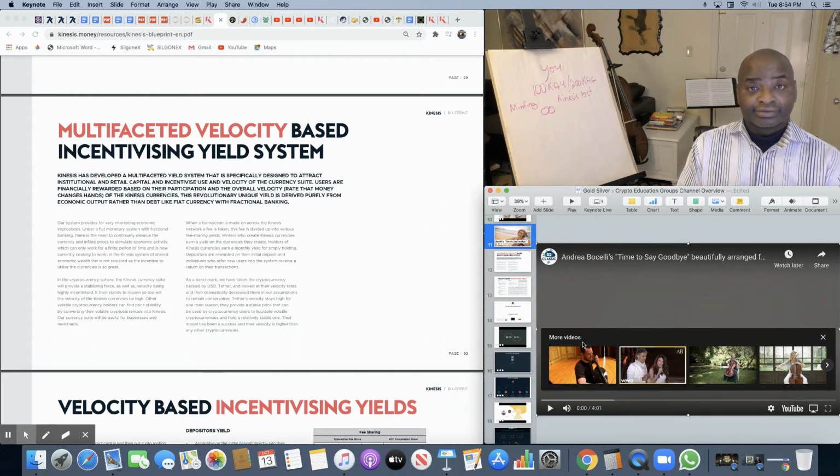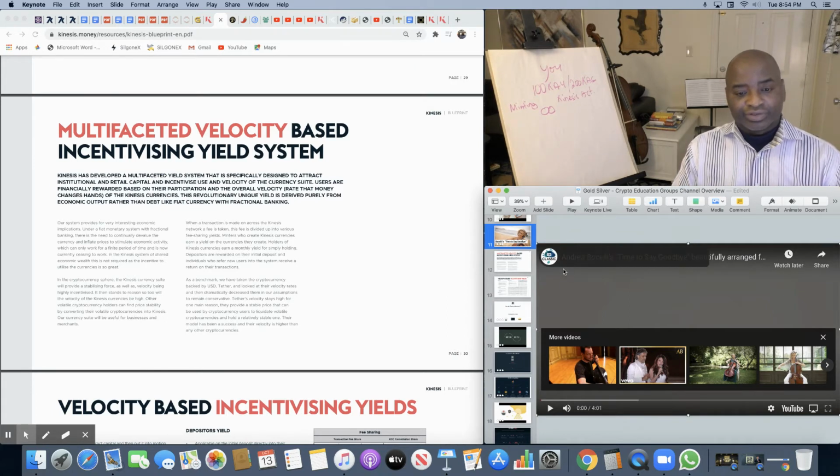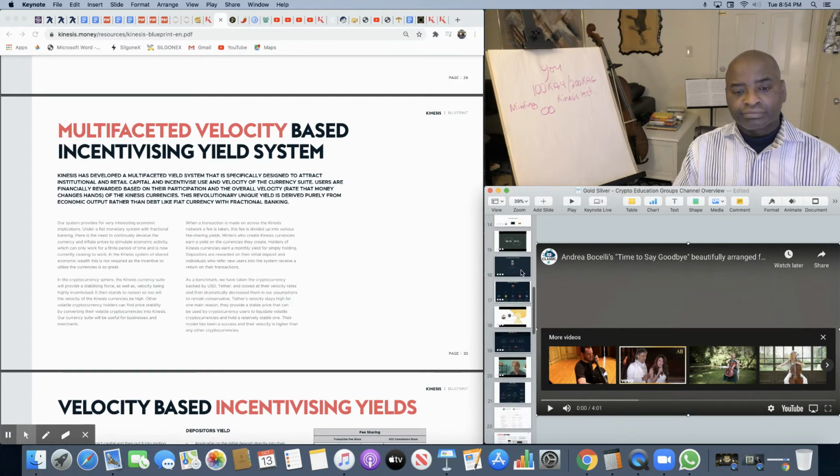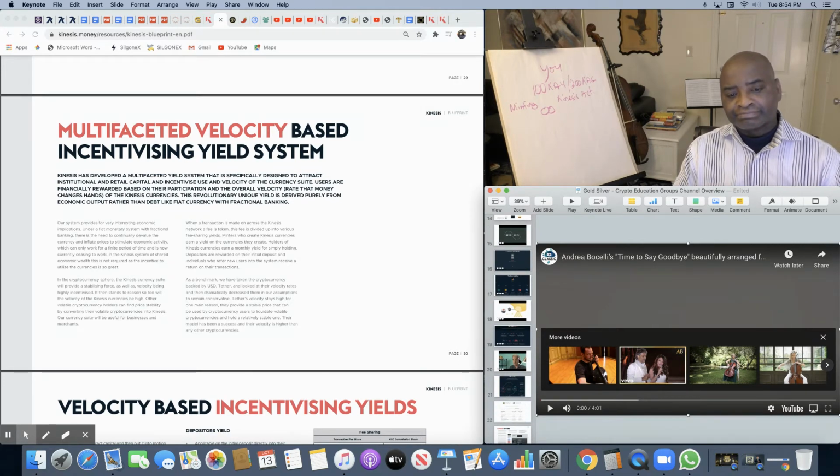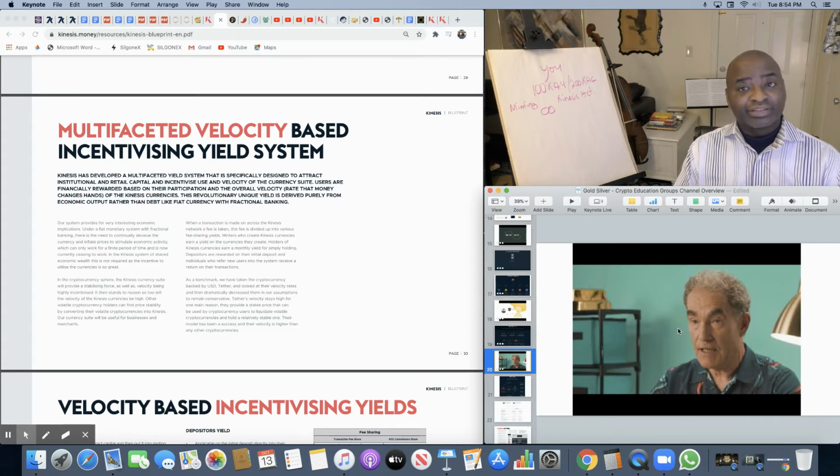Kinesis gives you an opportunity to earn a yield for an existing activity, spending, with minting. So, to give you an idea, let's take a look at minting. What is minting?